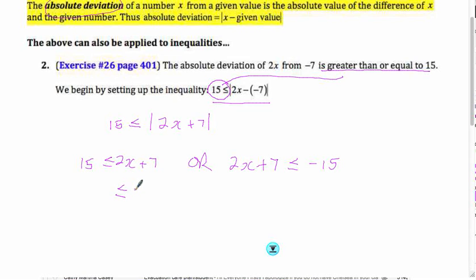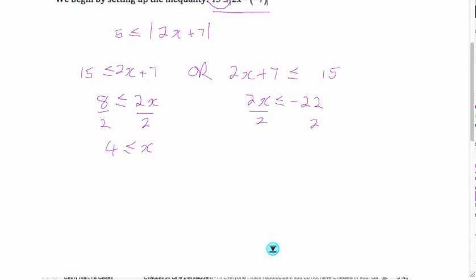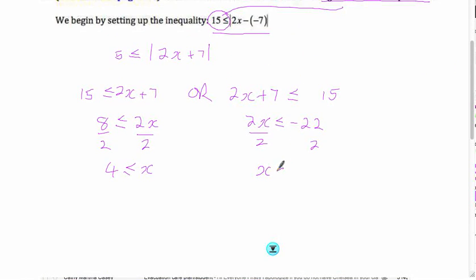And again we'll just go ahead and solve. I'm moving the 7 to the left hand side and dividing both sides by 2. x greater than or equal to 4. Over here we have 2x less than or equal to, I'm subtracting 7 from both sides, and so that's going to give me minus 22 on the right. Divide both sides by 2, and what we're going to have now is x less than or equal to minus 11, and as mentioned before, this is an OR problem.